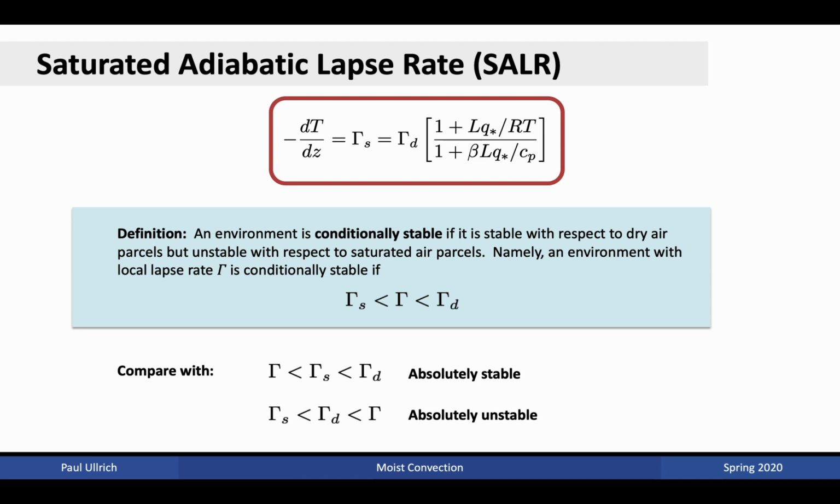This is in comparison with absolutely stable and absolutely unstable conditions. In the absolutely stable case, the lapse rate is less than the saturated adiabatic lapse rate. So regardless of whether the parcel is moist or dry, it will nonetheless be stable. However, if the lapse rate is larger than both the dry adiabatic and the saturated adiabatic lapse rate, then the environment is absolutely unstable. That is, any fluid parcel will rise against this background profile.